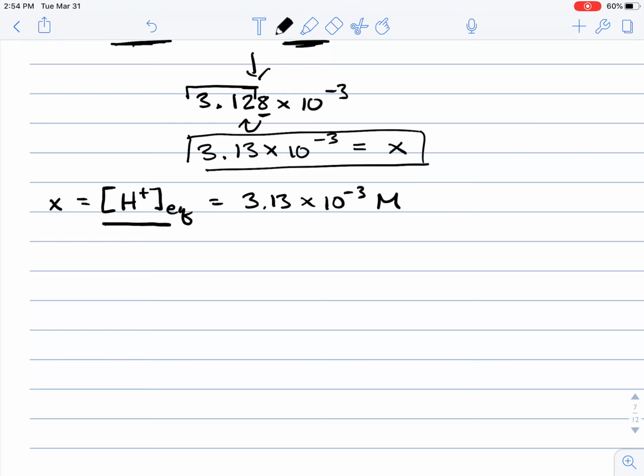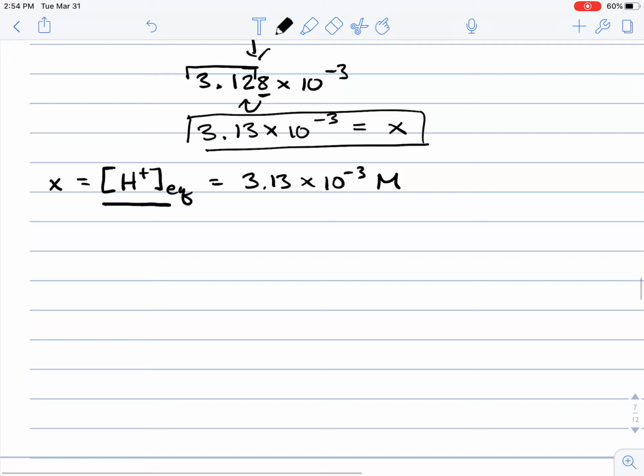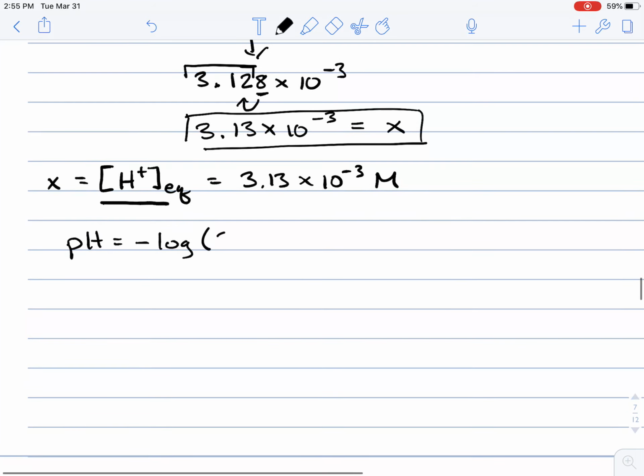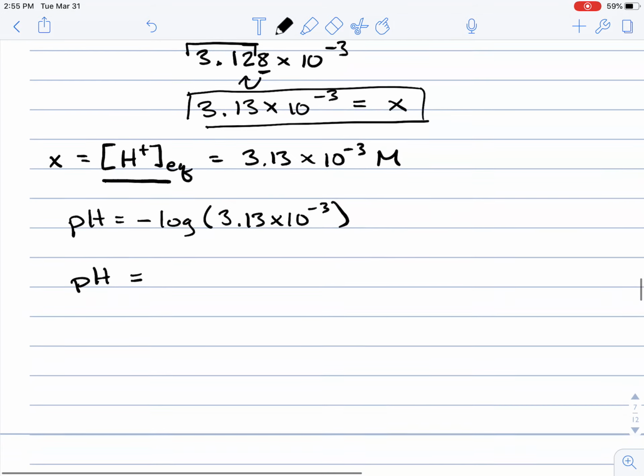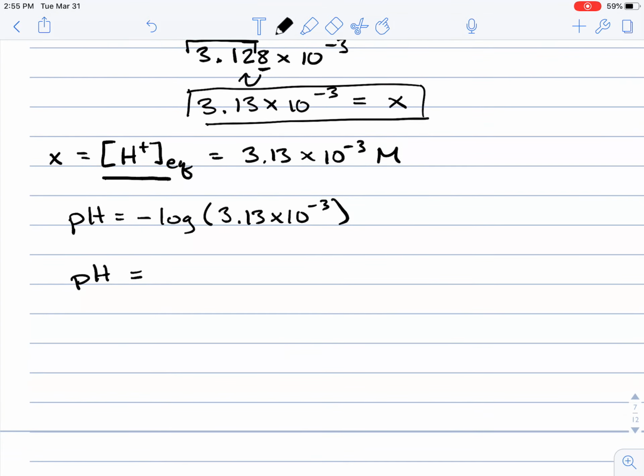And so what we're going to do next is, now that we have the equilibrium concentration of hydrogen, we're going to go ahead and determine the pH of the solution, finally addressing the question. And so the pH is always equal to the negative log of whatever that substance is. In this case, it's the hydrogen. And so we're going to go ahead and plug in 3.13 times 10 to the negative 3. And so if you put that in your calculator, you guys are going to get 2.5046. And I'm sure there's some more numbers after.